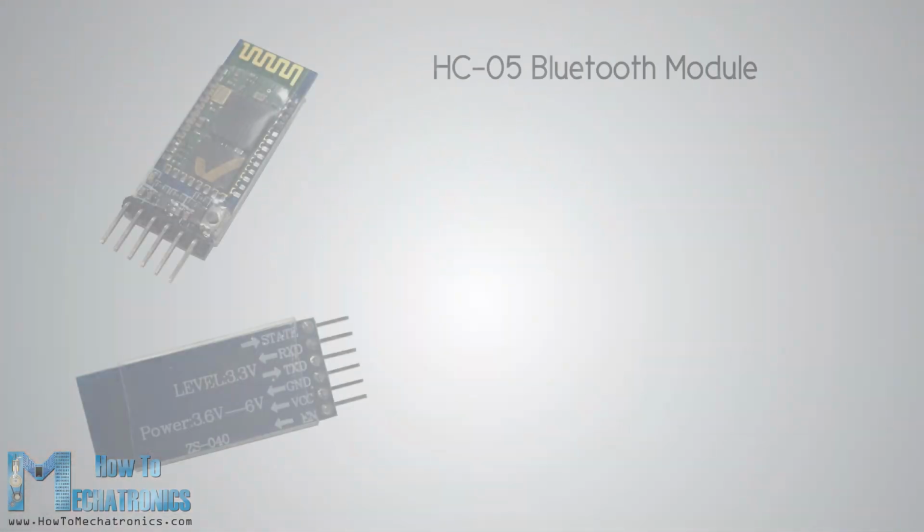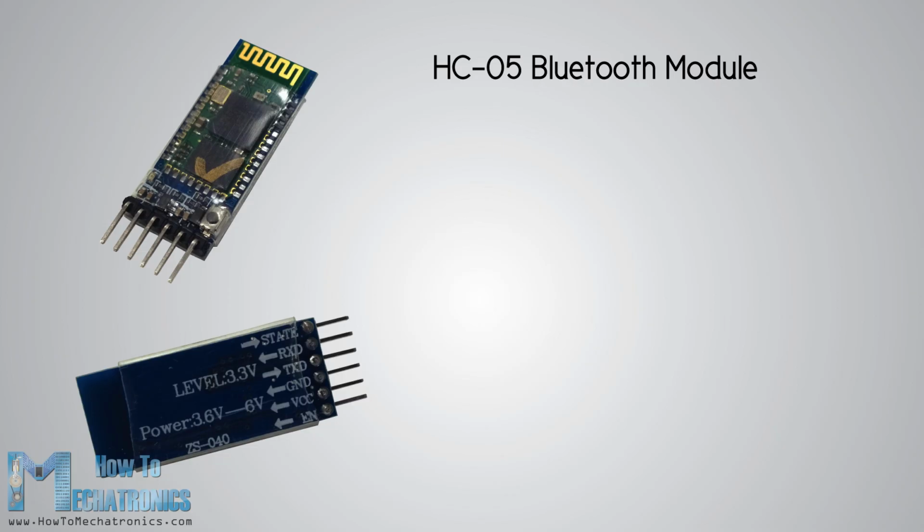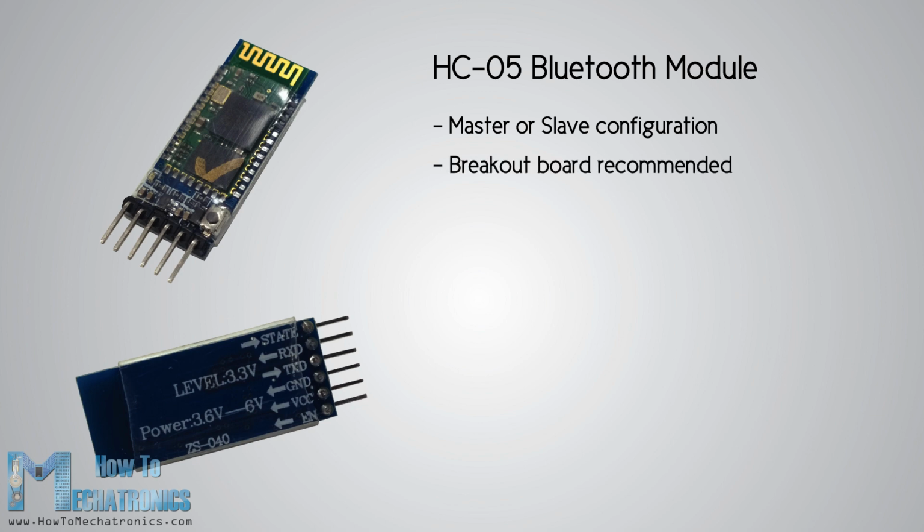Before we start with the first example, controlling an Arduino using a smartphone, let's take a closer look at the HC-05 Bluetooth module. Comparing it to the HC-06 module, which can only be set as a slave, the HC-05 can be set as a master as well, which enables making a communication between two separate Arduino boards. There are several different versions of this module, but I recommend the one that comes on a breakout board because in that way it's much easier to connect.